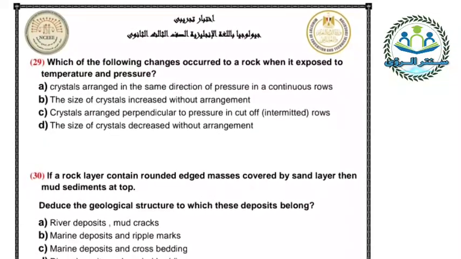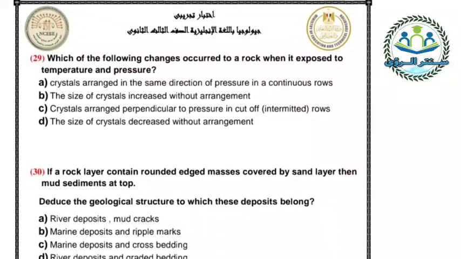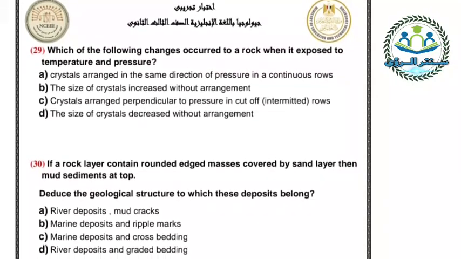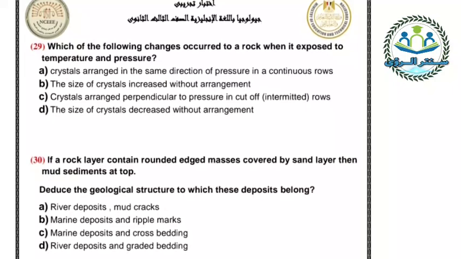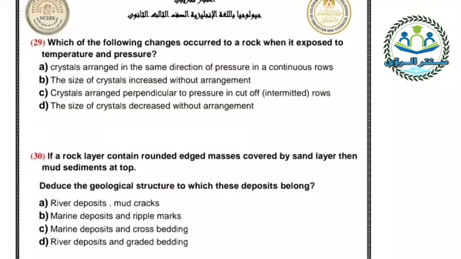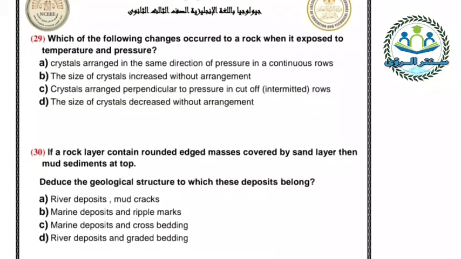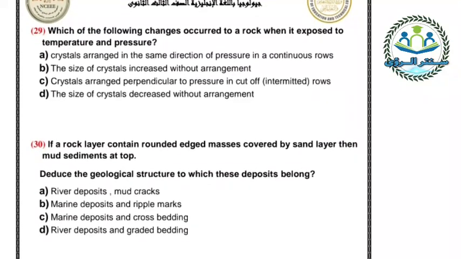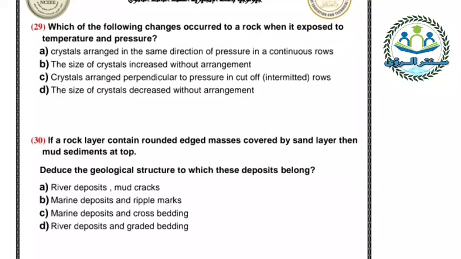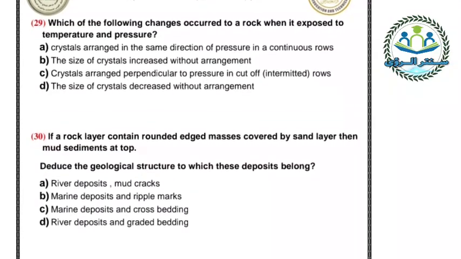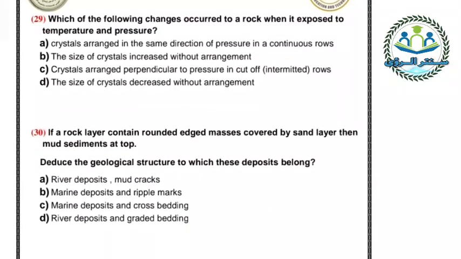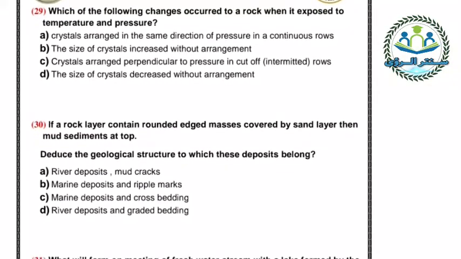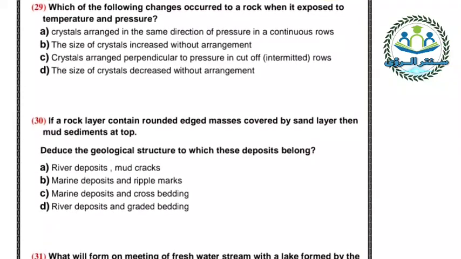29. Which of the following changes occurred to a rock when it is exposed to temperature and pressure? A. Crystals arranged in the same direction of pressure in continuous rows. B. The size of crystals increased without arrangement. C. Crystals arranged perpendicular to pressure in cut-off intermittent rows. D. The size of crystals decreased without arrangement.